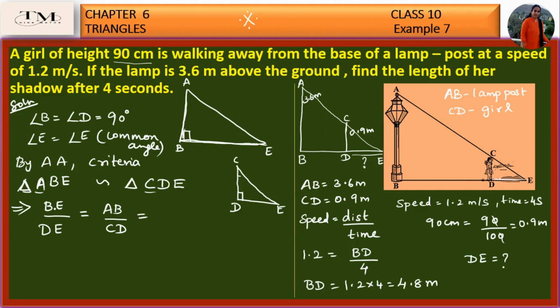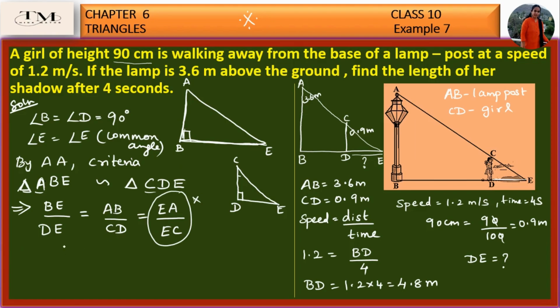Another one is AE. So you can take EA. If I take EA, the corresponding side is EC. But we don't know anything about AE and CE, so we don't know the values of AE and CE. So this is not needed. So just take BE by DE is equal to AB by CD.